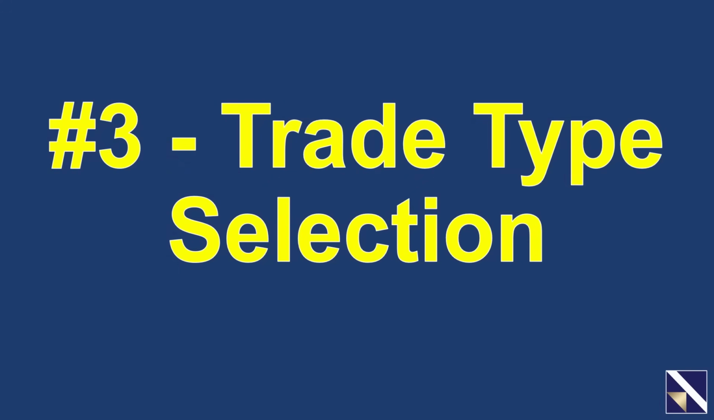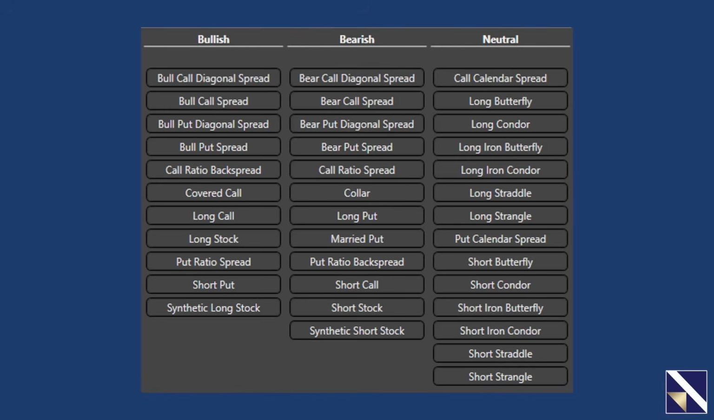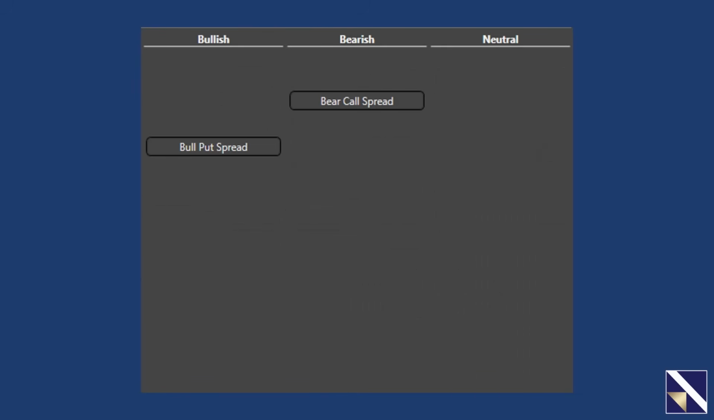Now the third way to take options out of options is to simply narrow your trade type selection. When it comes to options, there's a wide variety of trades you could do. Here's a list just to give you an idea. These are all very, very good option trades. But what we're going to do is take the options out. We're going to narrow it just to 2.